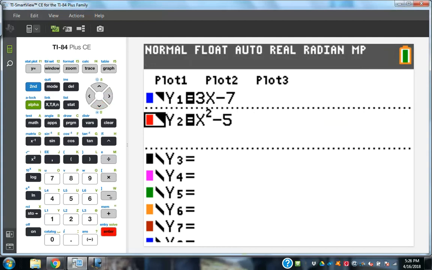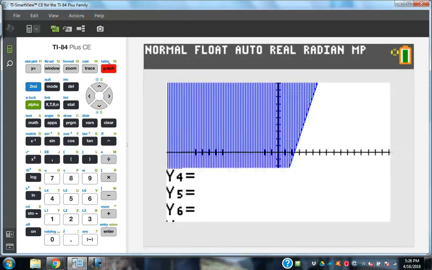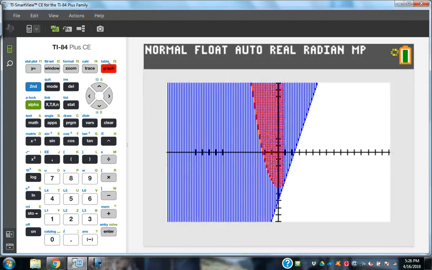Click OK. And the graph. And here it comes. Very similar to what I drew by hand there. Okay. The answers are in that purplish looking area there. Okay. Overlap is where the answers are.